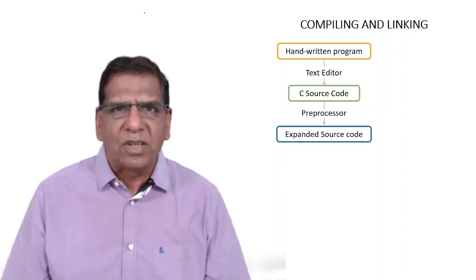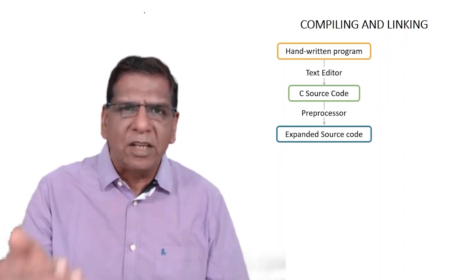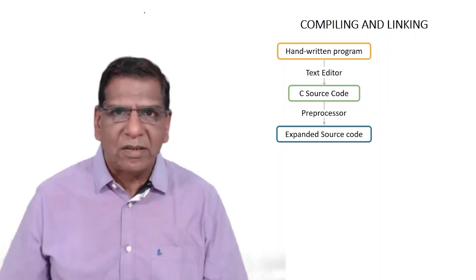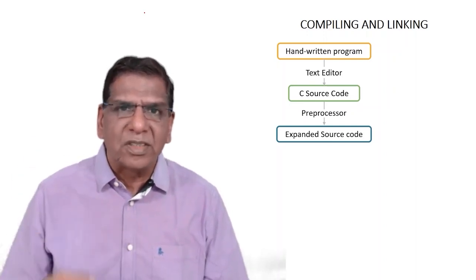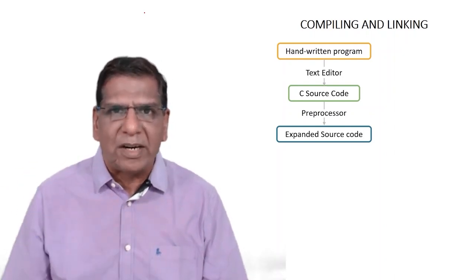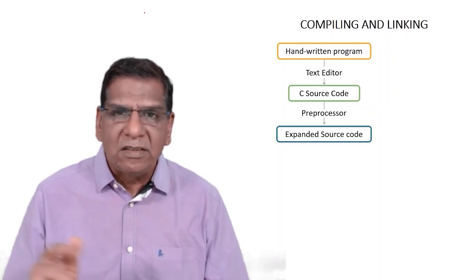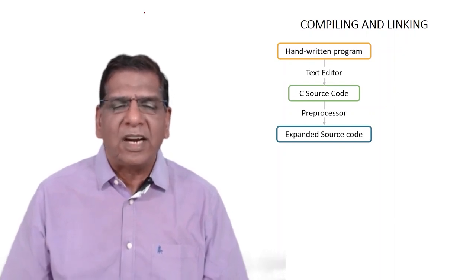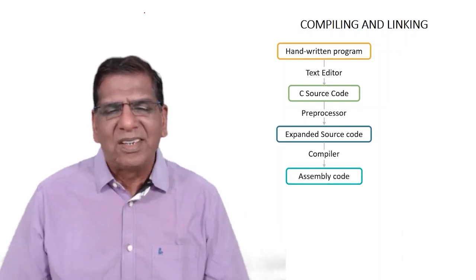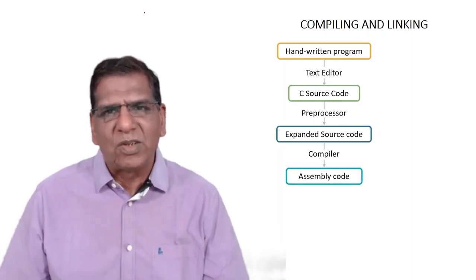What does the preprocessor do? Well, it takes input as your C source code and expands upon it. Based on the preprocessor directives that you may have used within the program, your code will get expanded. It is this expanded code which is handed over to the compiler. Your source code is never handed over. Expanded source code is given to the compiler.